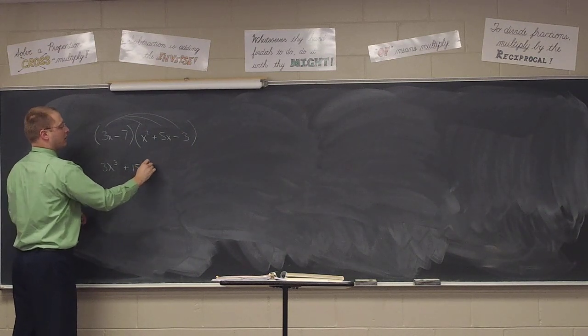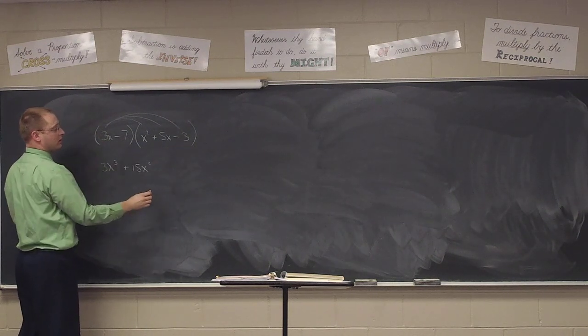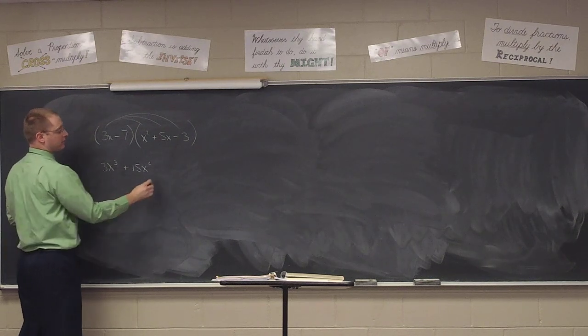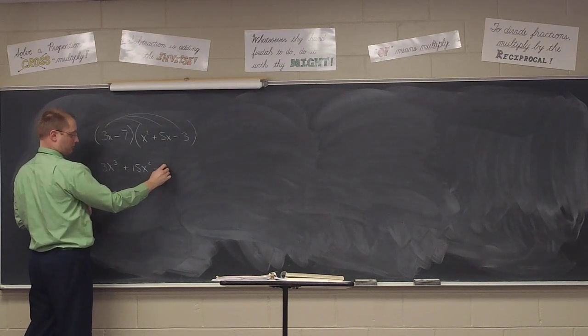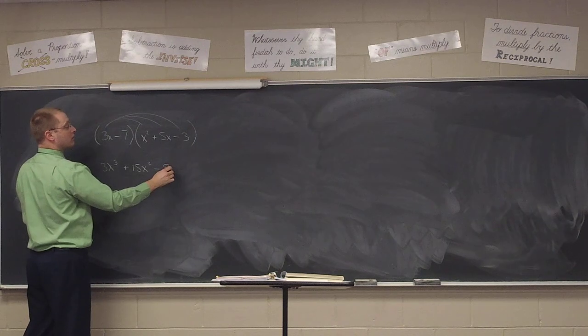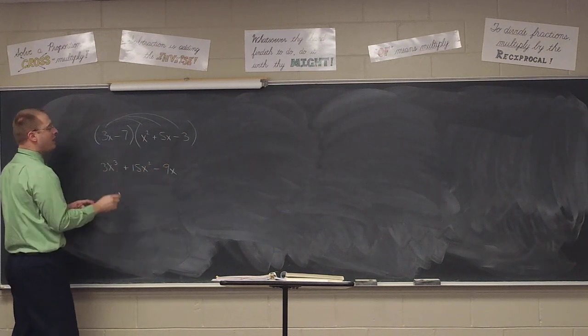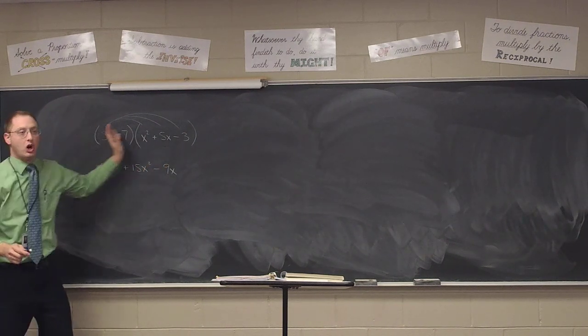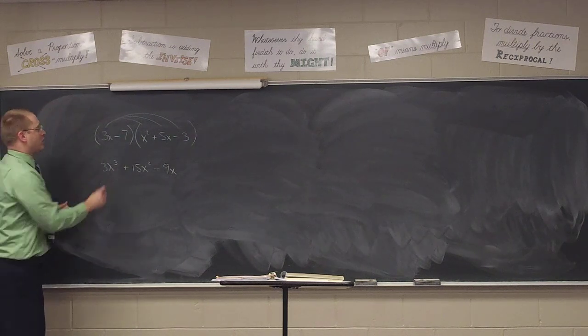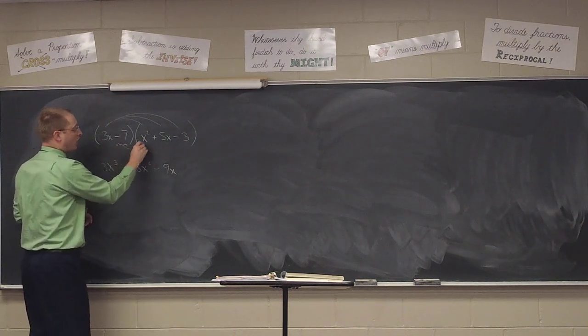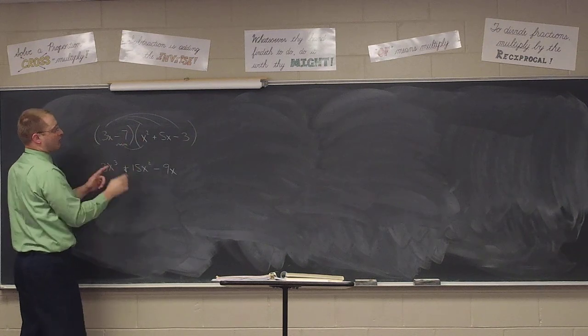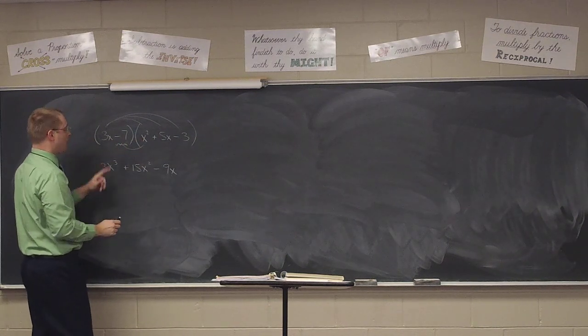15x squared. Sign, number, letter. Negative 9x. There we go. And then once you've distributed the 3x all the way through, then you can distribute the negative 7 all the way through. So Lana, go ahead and distribute the negative 7.